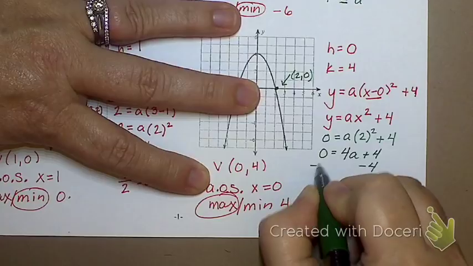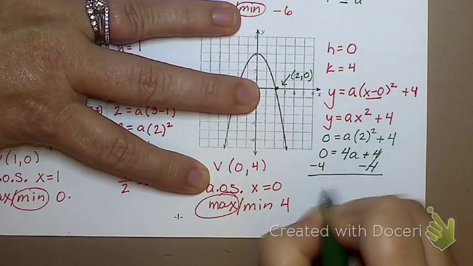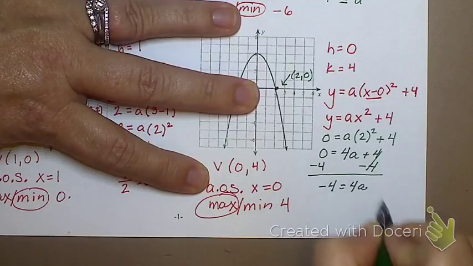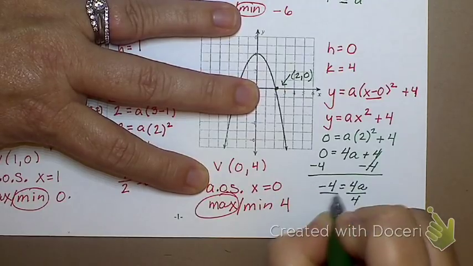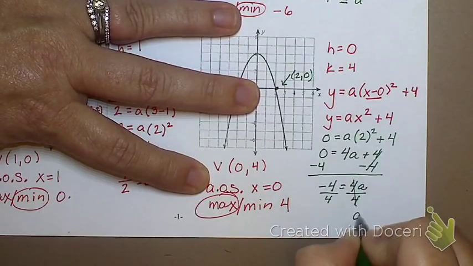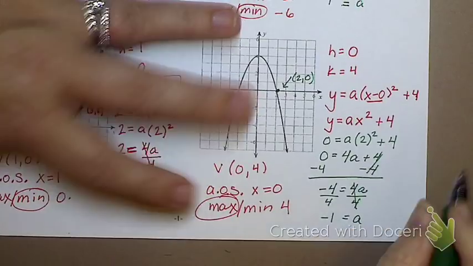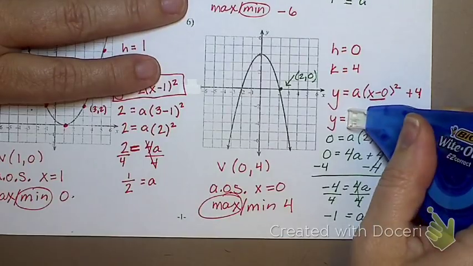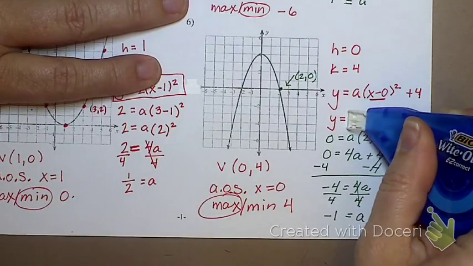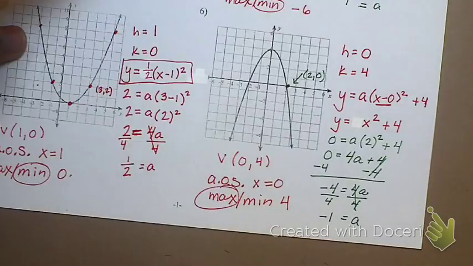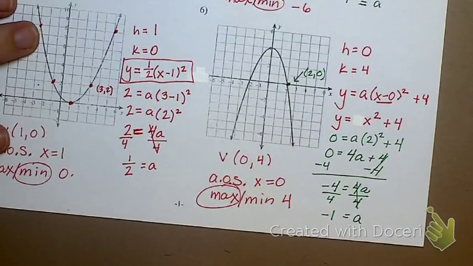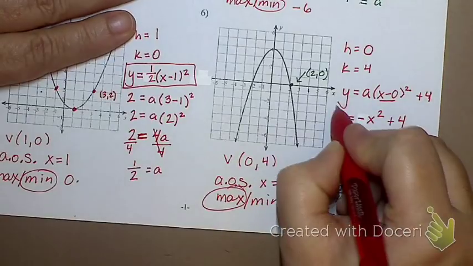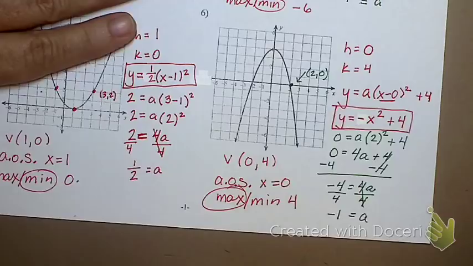Subtract 4. So negative 4 equals 4a. Divide by 4, and what does a equal? Negative 1. So I come back up here, and what do I write? Do I write negative 1? Yeah. If I want to look like I really know what I'm talking about, do I write negative 1? What else? I just write a negative sign. Wow.